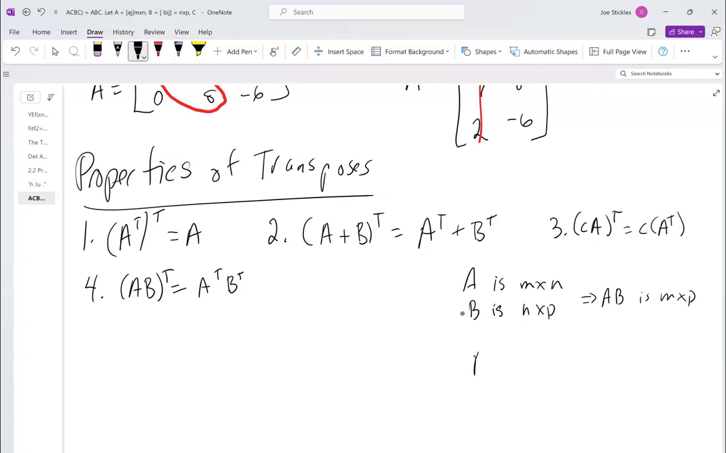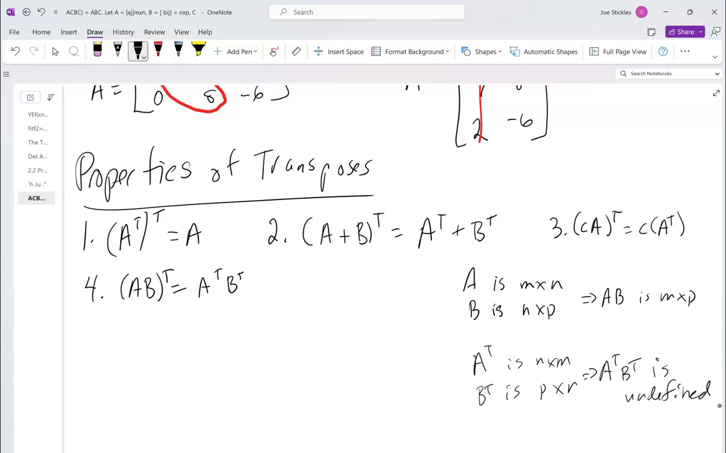Now let's do the transposes. What size does A transpose have? N by M, right? It's flipping them around. B transpose is P by N. Can I do that? No. So it can't be A transpose, B transpose. But which order can it be?